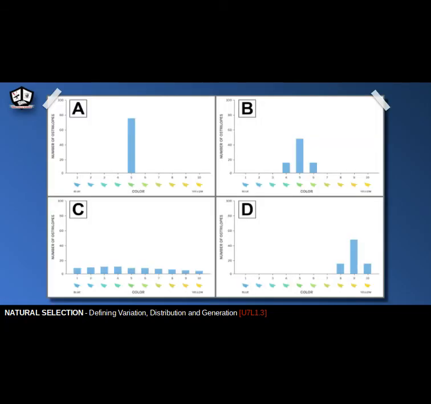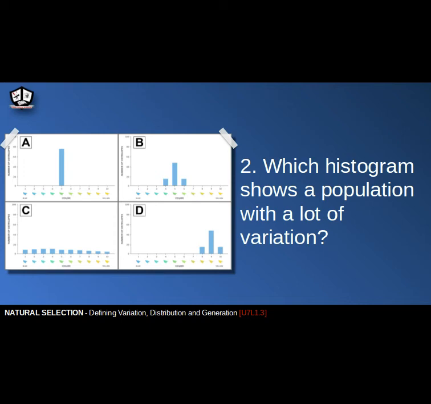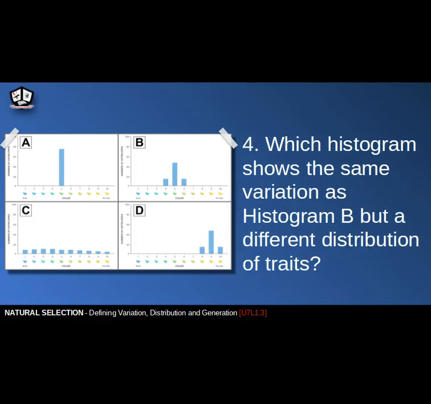Here's 4 different histograms labeled A, B, C, and D. You're going to get a chance to practice reading these histograms and answering some questions, so give it a shot. Which histogram shows a population that's all one color? Which histogram shows a population with a lot of variation? Which histogram shows a population with mostly yellow australopes and some variation? Which histogram shows the same variation as histogram B, but a different distribution of traits?